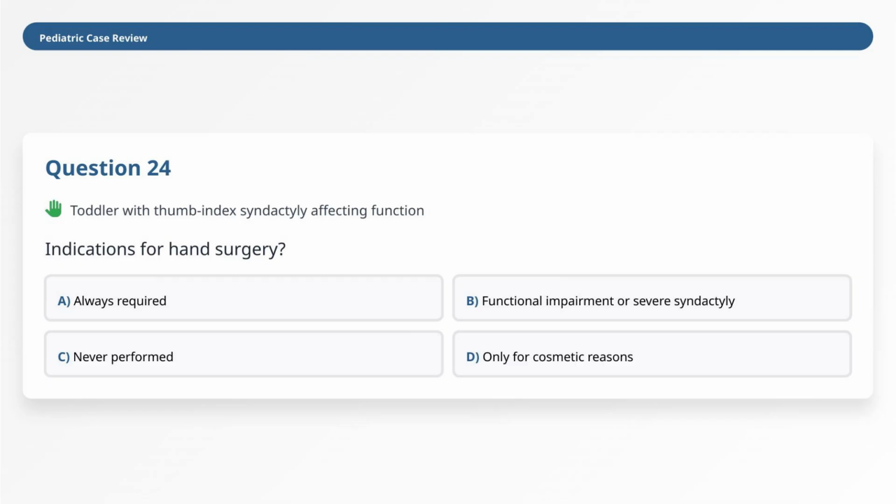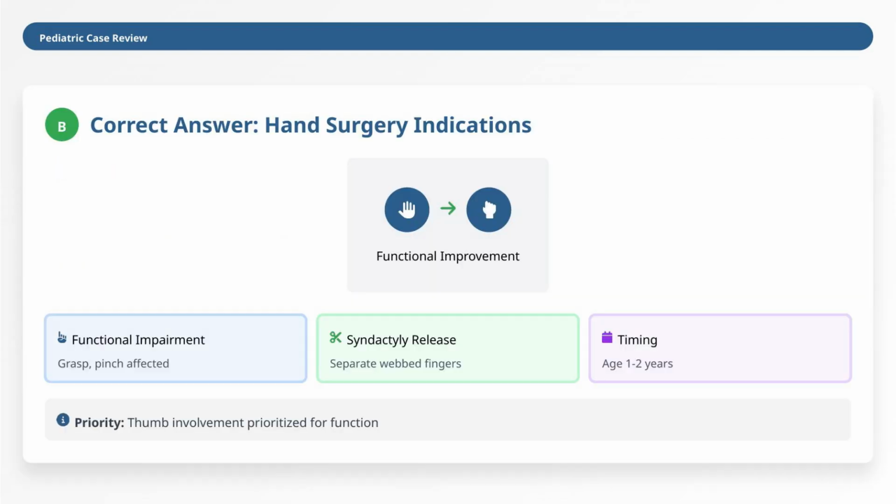A toddler with Pfeiffer syndrome has thumb to index finger syndactyly affecting pincer grasp. The family asks about surgical options for the hands. What are appropriate indications for hand surgery in this syndrome? Option A, always required. Option B, functional impairment or severe syndactyly. Option C, never performed. Option D, only for cosmetic reasons. The correct answer is B.